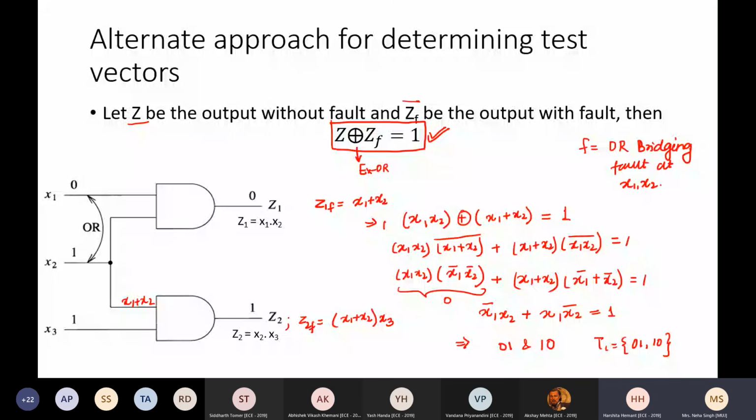Now find out what test pattern will be used to detect the fault at Z2. The fault remains the same. But to detect at Z1, I need only this test pattern. Whatever be the value of X3, this does not matter. So I can put an x here: 0 1 x and 1 0 x. Now find out the test pattern which will be required to detect this fault at Z2. Quickly do it.